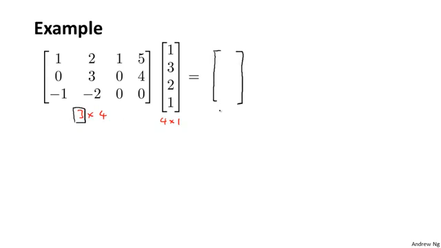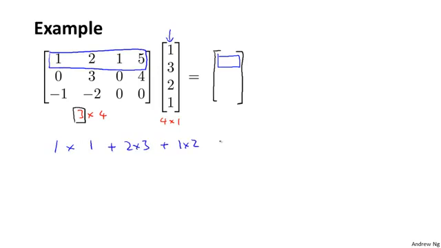Let's carry out the products. For the first element, I'm going to take these 4 numbers and multiply them with the vector x. So I have 1 times 1 plus 2 times 3 plus 1 times 2 plus 5 times 1, which is 1 plus 6 plus 2 plus 6, which gives me 14.